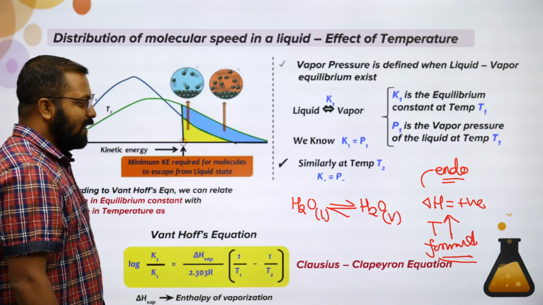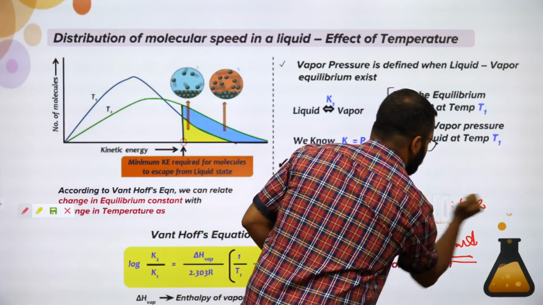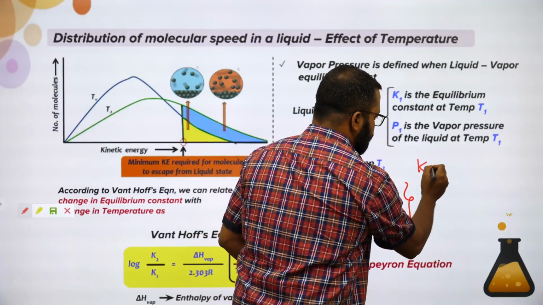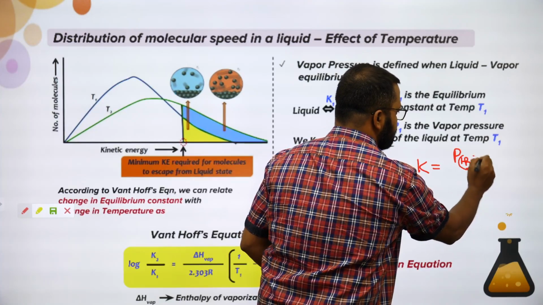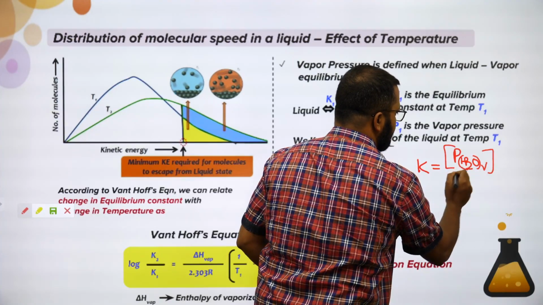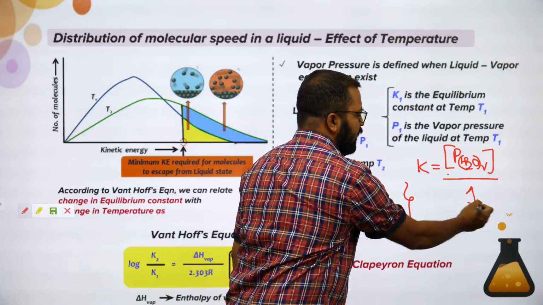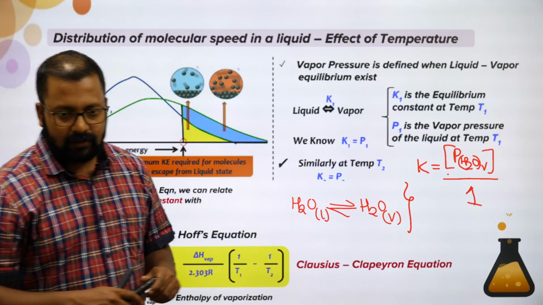So because of that, if I want to write the equilibrium constant for this, I will write the equilibrium constant as the pressure of H2O vapors, divided by 1, because liquid concentration will be taken as 1. Okay.